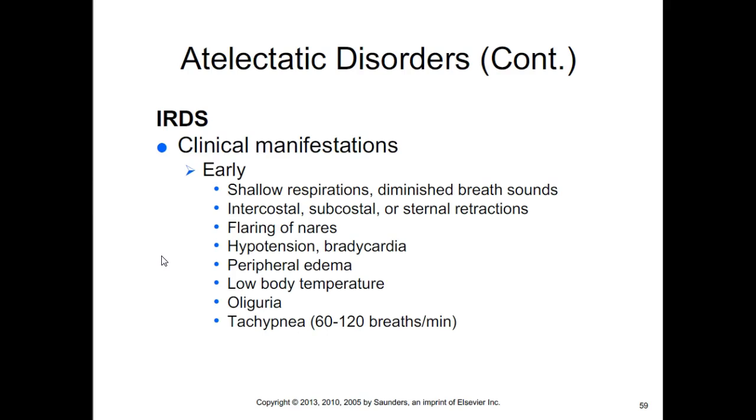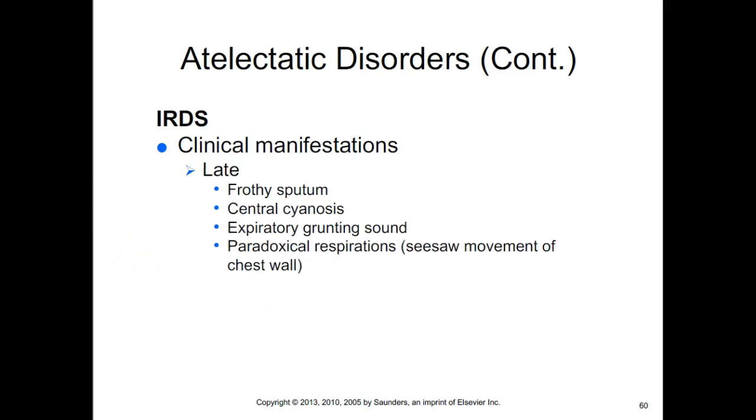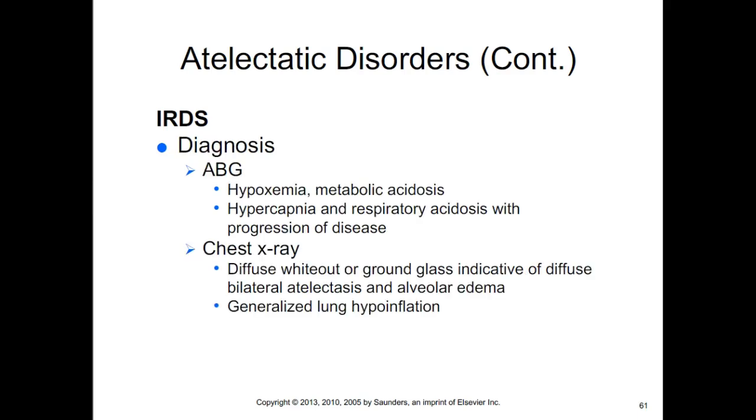of nares, hypotension and bradycardia, peripheral edema, low body temperature, oliguria, and tachypnea. Right, so some of the later manifestations: frothy sputum, central cyanosis, expiratory grunting sounds, and paradoxical respirations. So you'll see that seesaw movement of the chest wall. Right, so hypoxemia and metabolic acidosis on your arterial blood gas, and hypercapnia with respiratory acidosis as the disease progresses. So you'll see the chest x-ray with whiteout or ground glass, which is indicative of bilateral atelectasis and alveolar edema.